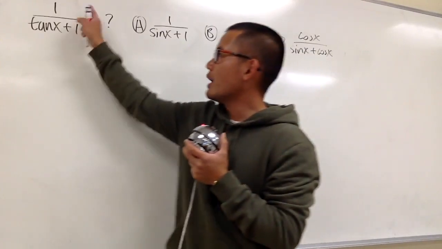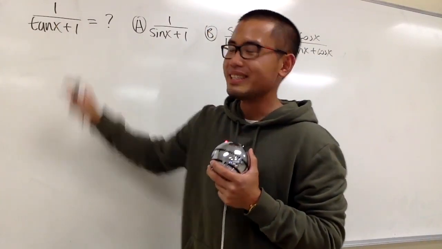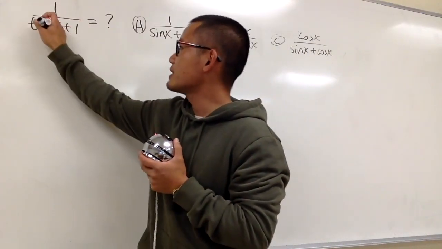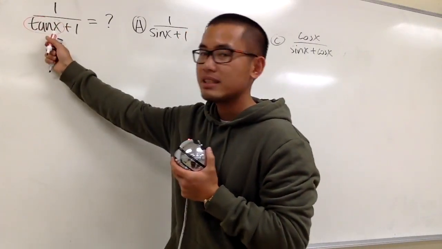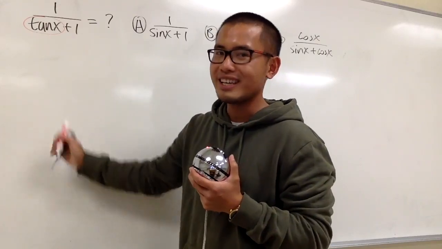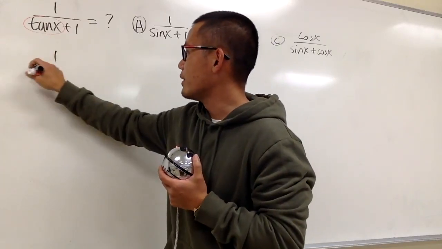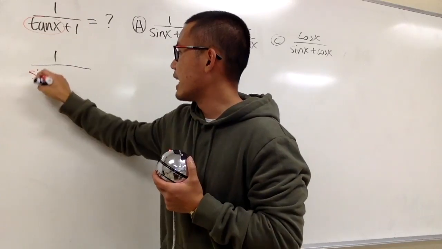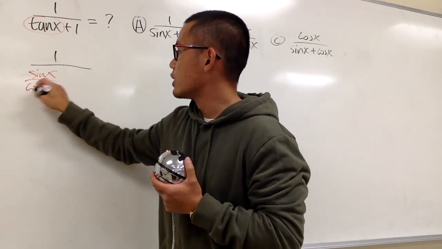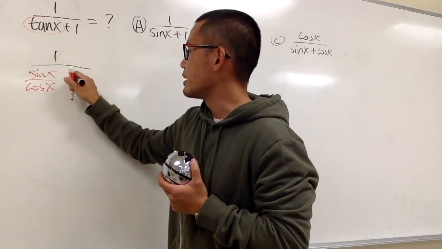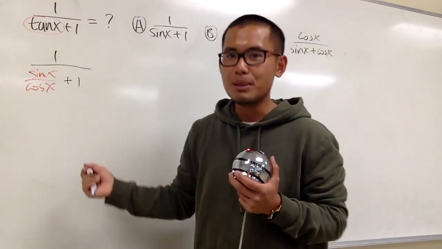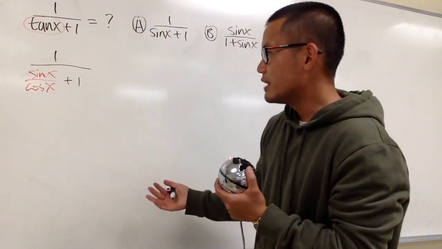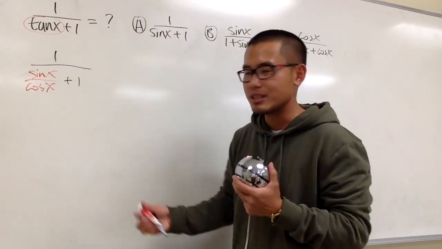Now we have 1 over tangent x plus 1. Well, because we have the tangent x, we can just go ahead and use the Google strategy, right? Let's rewrite tangent x as sine x over cosine x. So let's do that. 1 over, this is sine x over cosine x, and then we still have the plus 1 after that. And as you can see, this is a complex fraction. It's more intimidating, but we still do it with the same principle.